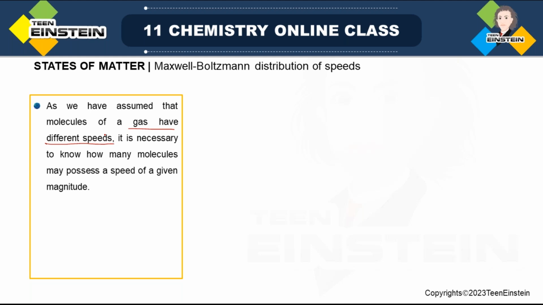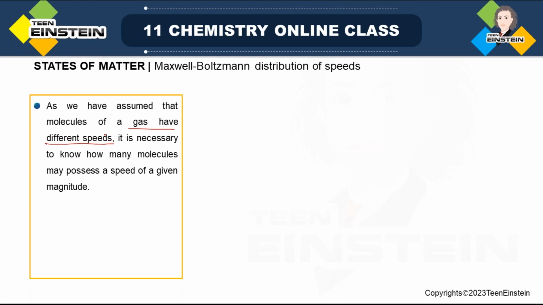So it may happen. Now, if it is so, it is important for us to know how many molecules, suppose out of 100 molecules, are having a particular speed. That is, if you want to know that out of 100, how many molecules are having speed x, then we have to see the relationship, that is how the speed is increasing with temperature, and that also in terms of fraction of molecules.